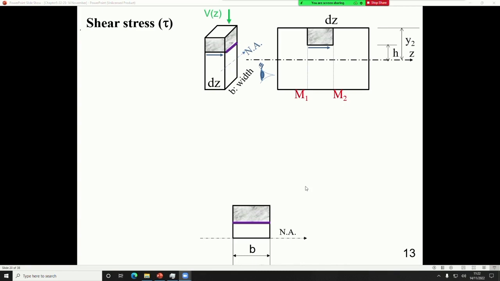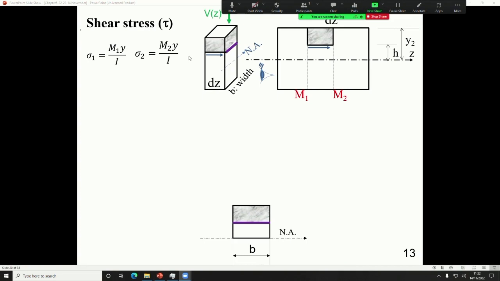Based on the equation we have, sigma is equal to My over I. I can say the normal stresses acting on this section are equal to M1y over I, and on this section equal to M2y over I. So the normal stresses acting on the two sides of this element are not the same. They're different. The difference between these two makes the shear stress here.